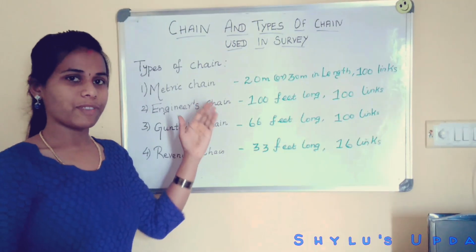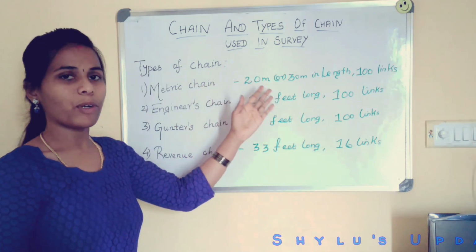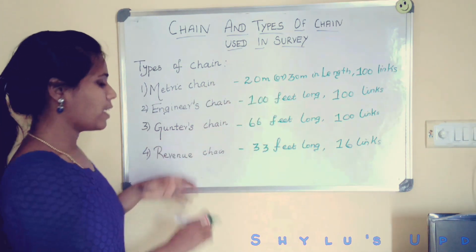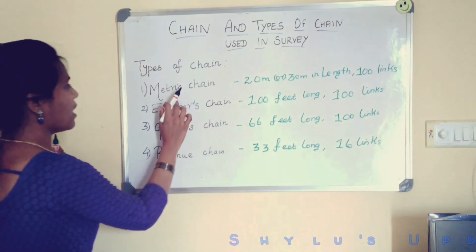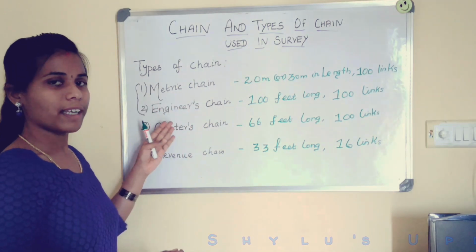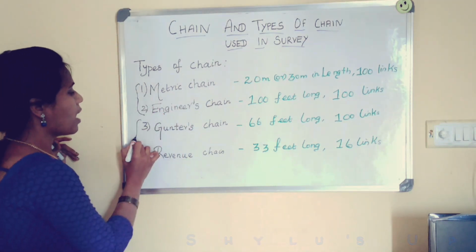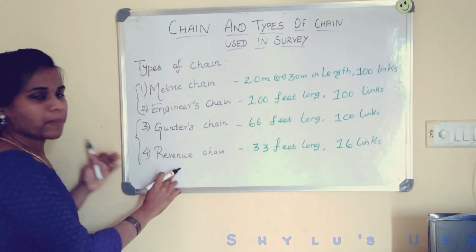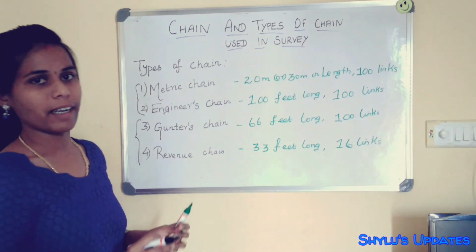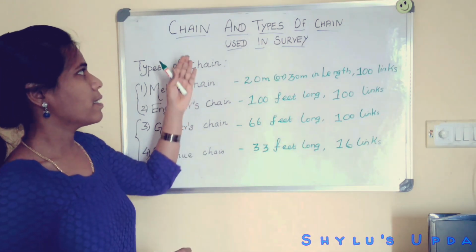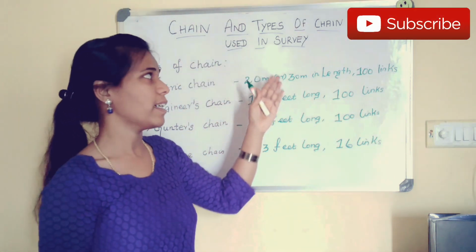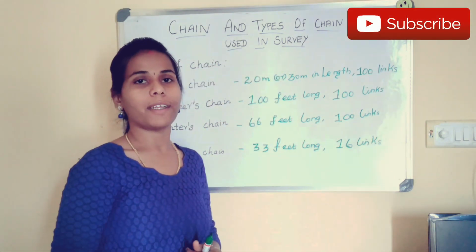These are the types of chain and also I have explained about its length. So here, this metric chain and Gunter's chain are used for surveying large area. This Gunter's chain and revenue chain are used to survey only a smaller area. So this is the basics of chain and also about the types of chain used in surveying.